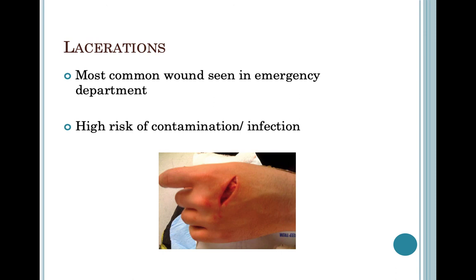Here we see a laceration on the dorsum of the hand that has pretty clean wound margins. But there's also a very high risk of contamination and infection, depending on how the person sustained the wound. So cleaning this type of wound before the wound edges are closed is very important. Lots of times this person will require sutures or some type of surgical wound closure.